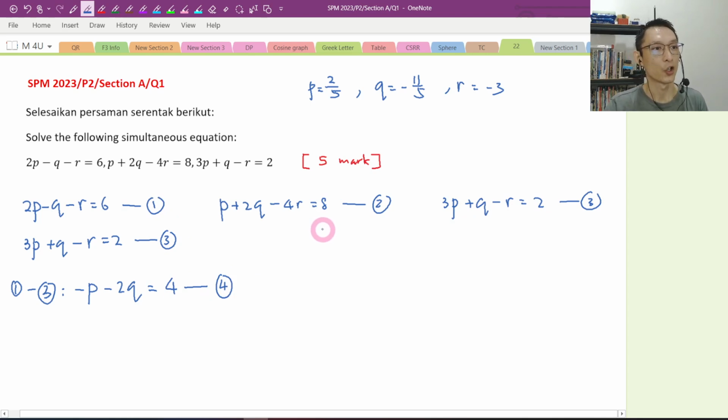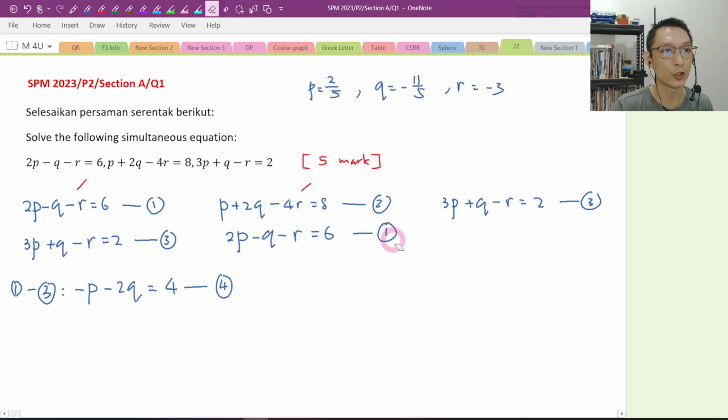Okay, so I need another equation which also consists the variable of p and q as well. So this time I'm going to use the first equation and the second equation to help me to form another equation. 2p minus q minus r is equal to 6. This is the first equation. Okay, but you notice that this is -r. This is -4r, right? So different. So now I'm unable to eliminate the variable of r.